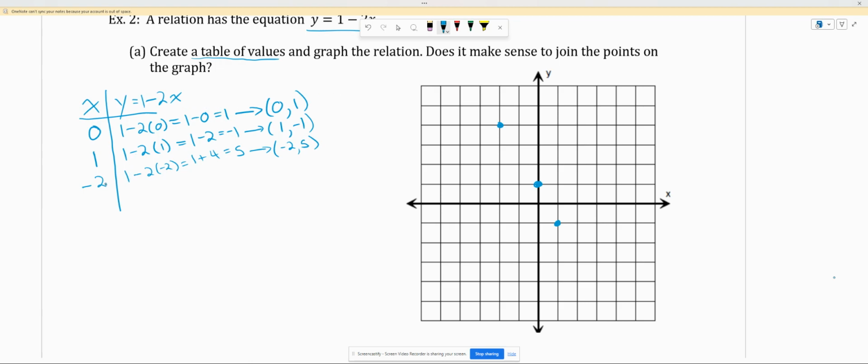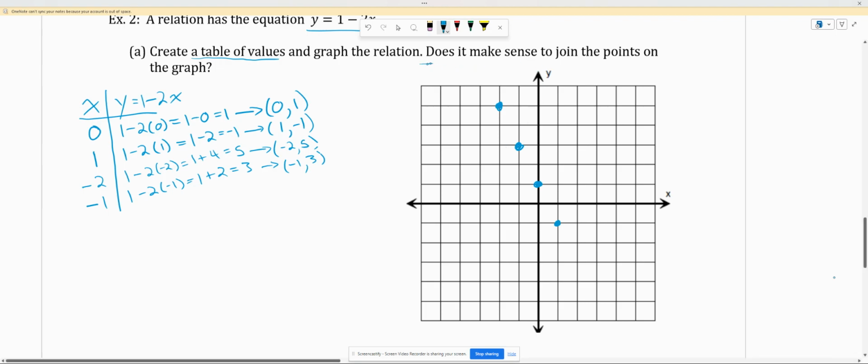And maybe I'll just do one more. Let's do negative 1. So 1 minus 2 times negative 1 is equal to 1 plus 2, because two negatives make a positive. That's going to give me 3. So my final coordinate is going to be negative 1 with an output of 3. So (negative 1, 3), which is right here. Did I do that? Oh, I miscounted on that other one. That's not 5. See, this is why we do multiple points, because we can spot a mistake. There we go. My coordinate was in the wrong location.